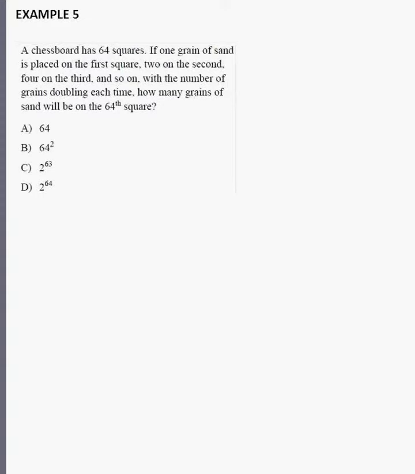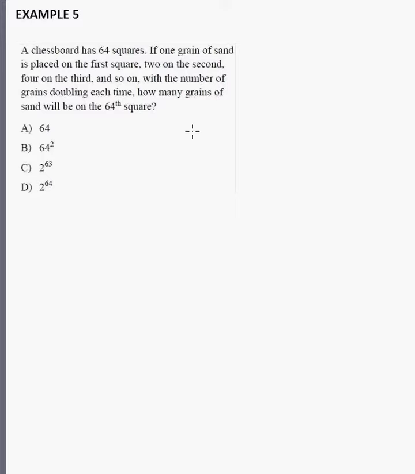Okay, so let's look at example number 5, which is a word problem dealing with exponents in a way. A chessboard has 64 squares. If 1 grain of sand is placed on the first square, 2 on the second, 4 on the third, and so on, with the number of grains doubling each time, how many grains of sand would be on the 64th square? So let's look at this.